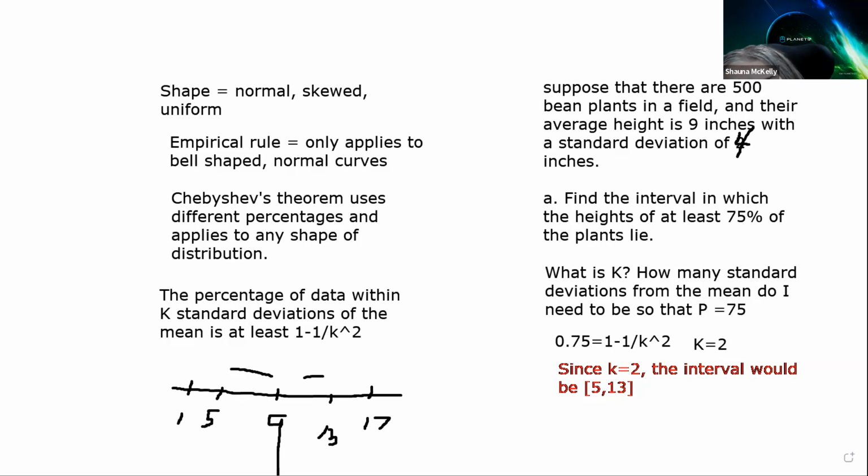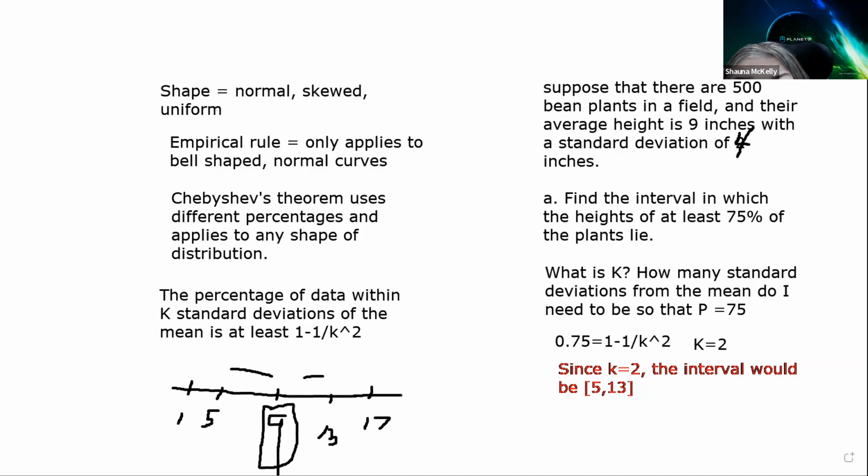So K is the number of times, if this is the mean here, okay, K is the number of times you move from the mean on either side. Here's the mean, I moved twice. K is 2. But how many units apart are they? They're 4 units apart. So the standard deviation is how many units you move. K is how many multiples of the standard deviation you use.